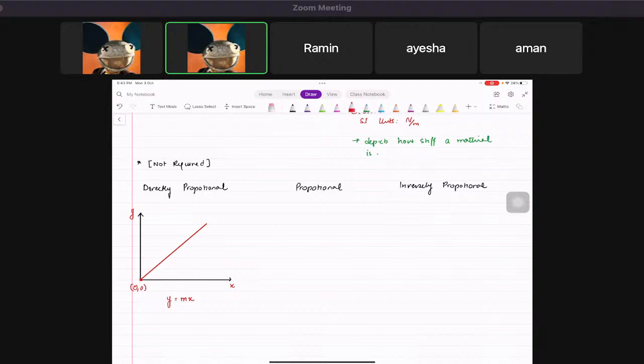Now, when they say "only proportional," it basically means that this time the line will not start from the origin, but will be straight. So this will be y, this will be x, and this sort of a line which has an intercept is basically y equals mx plus c, and the word we use is proportional. Understood?